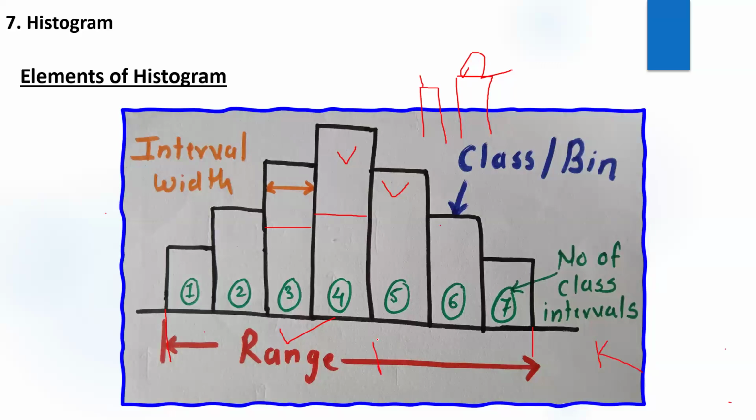The range is always denoted by the letter R. So range means R, class interval means K. These are the classes or bins. This is the interval width. So it is clear, elements of histogram. But here our people have to understand why 2 is bigger than 1 and why 3 is bigger than 2 in the height. That I will let you know in upcoming slides. Please wait. So this is the structure of histogram.